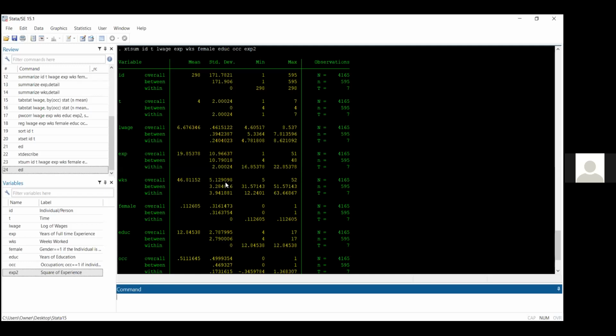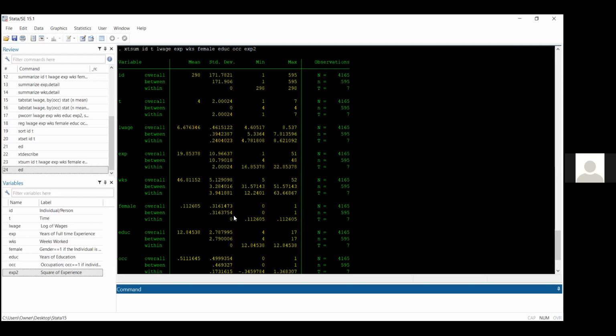And then weeks worked. The variation is higher within, this is over time, compared to variation between individuals. Now this is what makes sense. That's why I played this, to show that somebody asked about information on dummy variables.